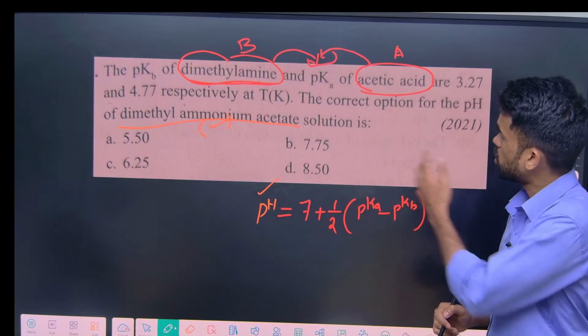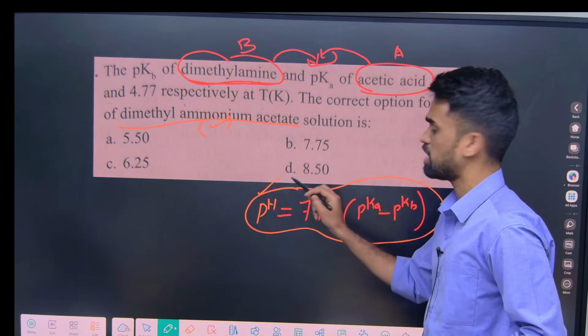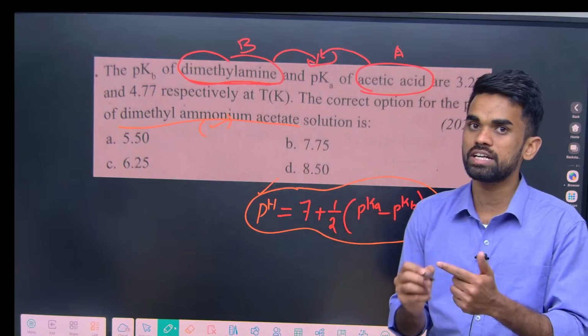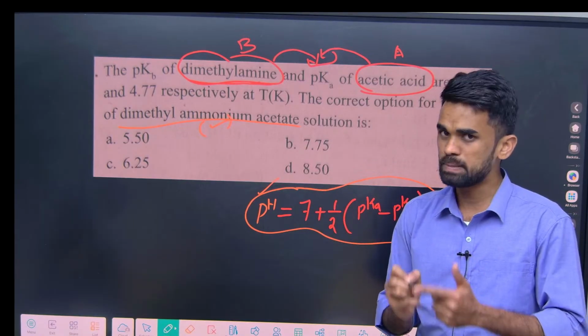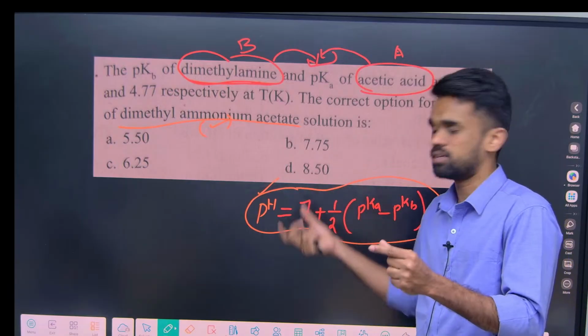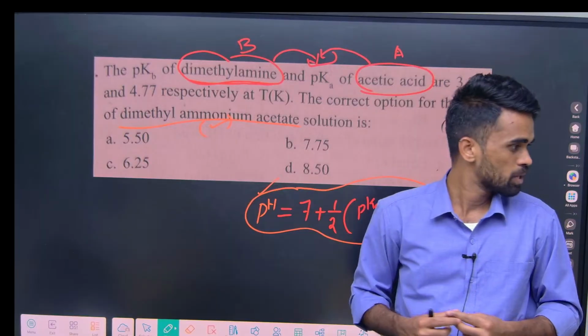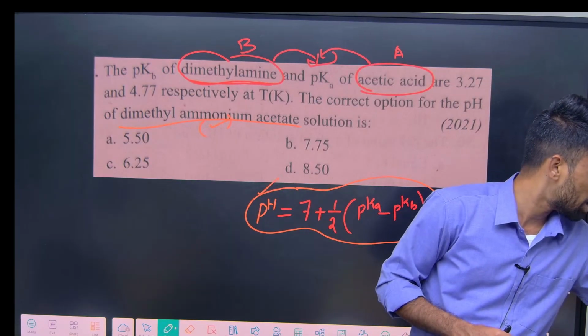Now look at this. Sir, how did we get this final formula? There is a derivation I have explained during the discussion of equilibrium, especially ionic equilibrium. If you want the complete derivation, you just go through the previous playlist of the equilibrium chapter. Okay, now just substitute the values over here.